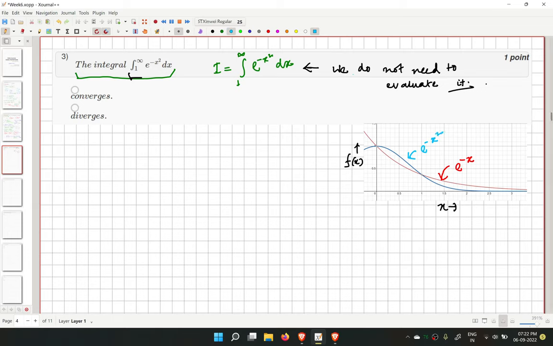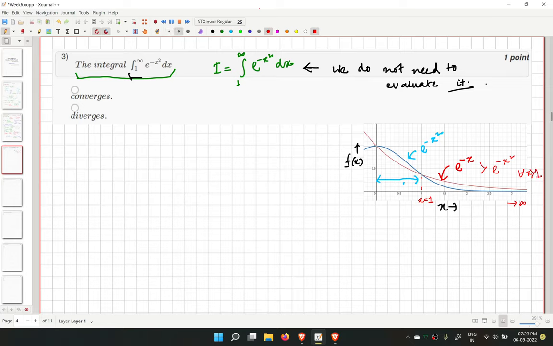And you can see that in the range 0 to 1, the function e to the power minus x square is higher than e to the power minus x, but after x equal to 1, till x equal to infinity, e to the power minus x is actually greater than e to the power minus x square. So this will be for all x greater than 1.